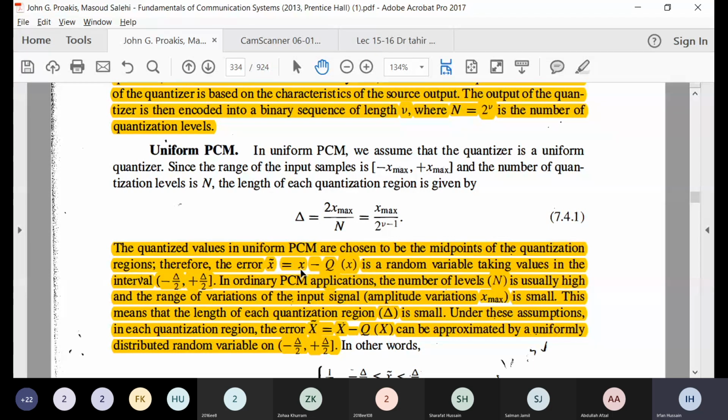So again, what is the distortion error? We know it is x minus q of x, which we denote x tilde. Here q of x is the quantized value, while x is a random variable. So in this case, this x tilde will come out to be a uniform random variable, ranging from minus delta over 2 to plus delta over 2.